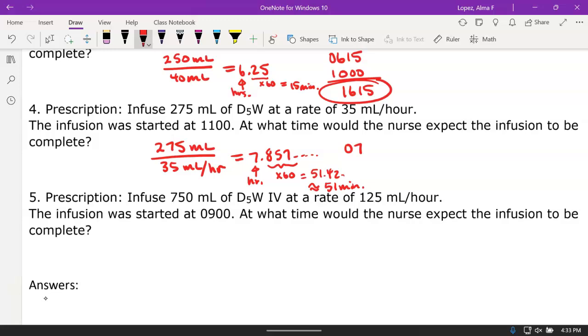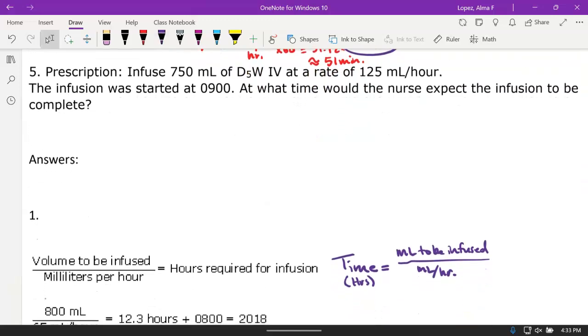So 0751 is the length of the infusion. Since it started at 1100, it will end at 1851. If you want to, pause the video and solve number 5 and see if you can get the answer.